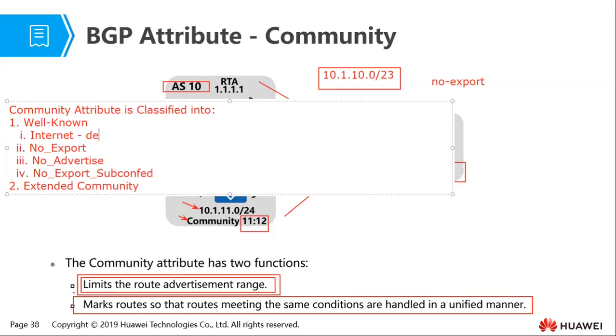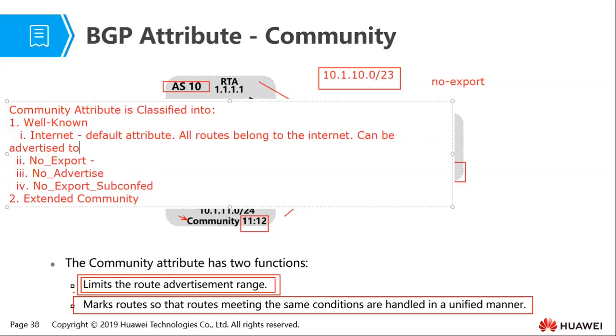The internet is what is called the default community attribute. That is, all the routes belong to the internet. So by default, all community attributes can be shared. They belong to the internet. This means that these routes can be advertised to all BGP neighbors.